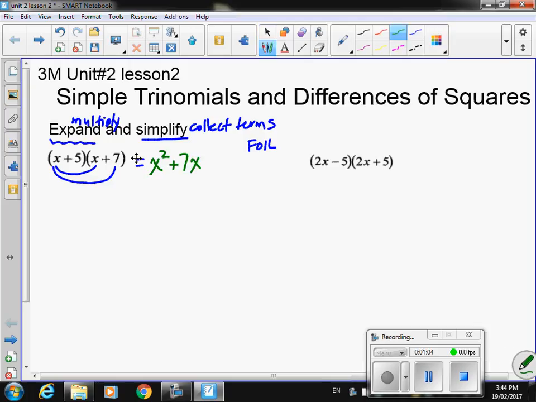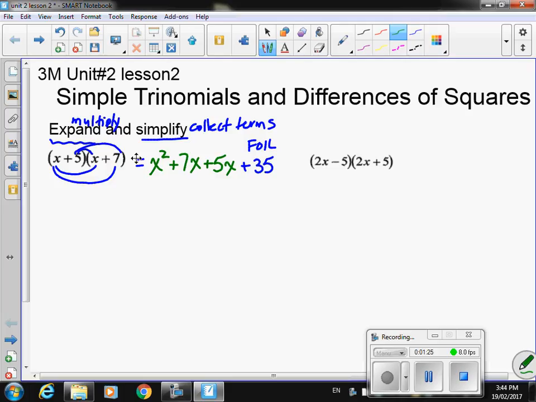Inside would be the 5 and the x, the two terms closest together. And when you multiply those two, you would get 5x. Lasts would be the terms at the back of each bracket, the 5 and the 7, and we would get 35.